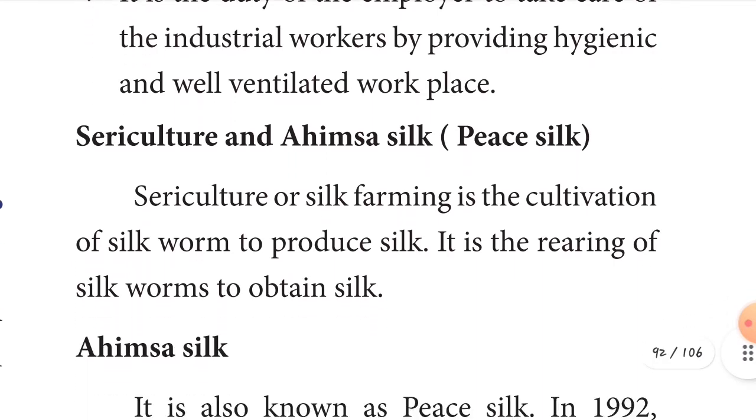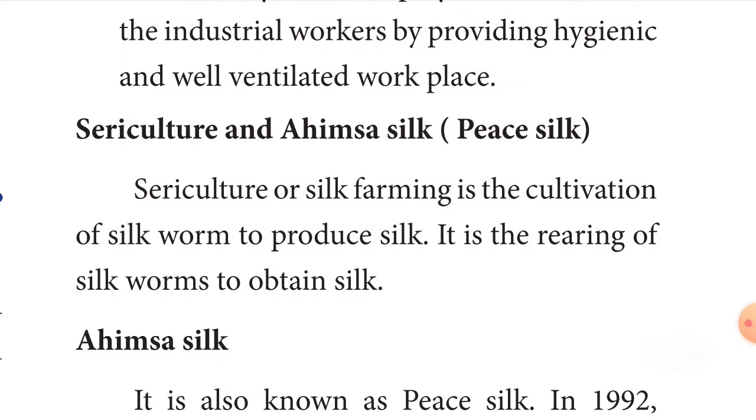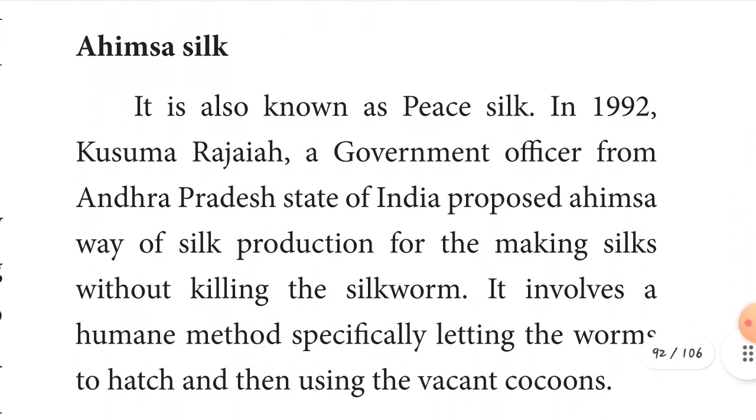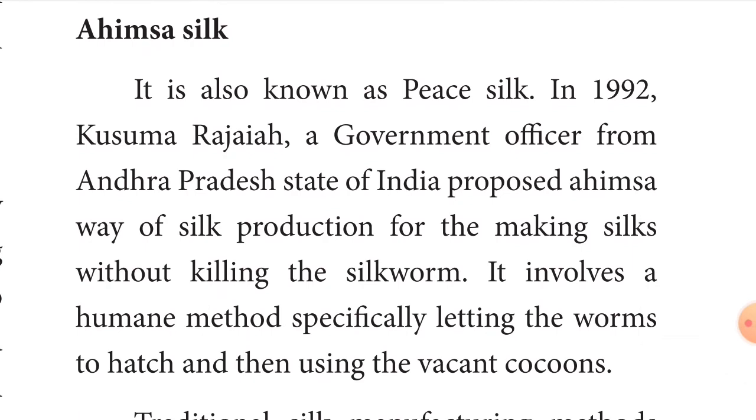Now let's see Ahimsa silk. That means sericulture and Ahimsa silks. Ahimsa silks are otherwise called peace silk. It's an important first detailed answer, children. Sericulture or silk farming is the cultivation of silkworms to produce silk. So it is the rearing of silkworms to obtain silk. See the Ahimsa silk, children. Ahimsa silk is otherwise called what? Peace silk.